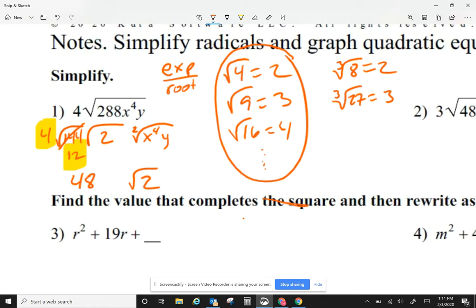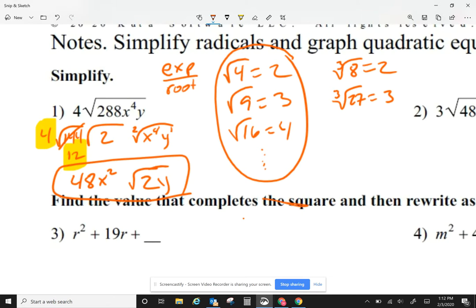So square roots, the root is 2. When it comes to the x, remember, exponent divided by root. 4 divided by 2 gives me x to the 2nd. That's what I'm going to write on the outside. There's no remainders, so nothing inside the radical. When it comes to y, technically I have a 1. 1 divided by 2, right? 2 is bigger, so 2 doesn't go into 1. But I have a remainder of 1. So that's my answer.